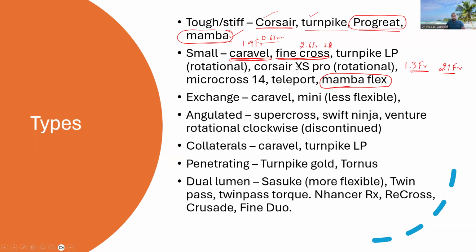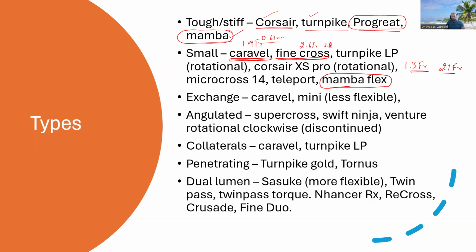There's also Corsair Pro that I don't use anymore. Again, the tip is 1.3 French in that as well, and it can be very helpful if you want to have one of the Corsairs. I like to have Corsair Pro XS in the lab and Corsair separately, because the Corsair has much more pushability.